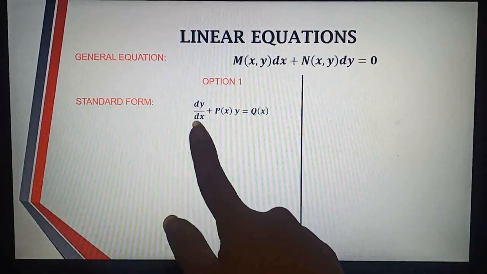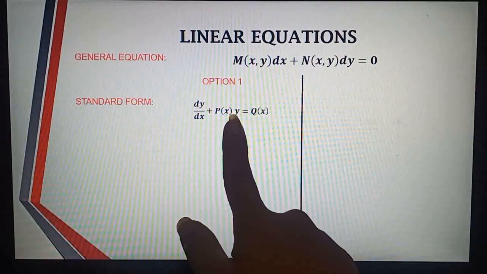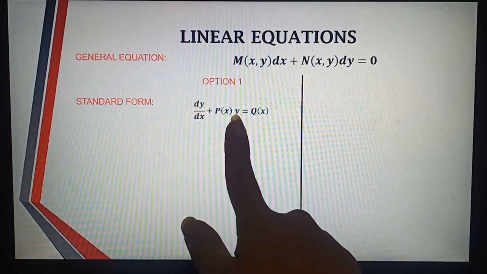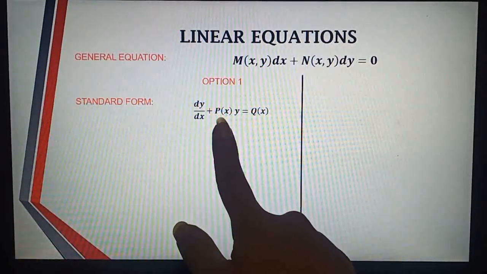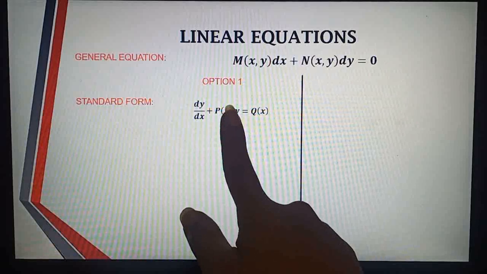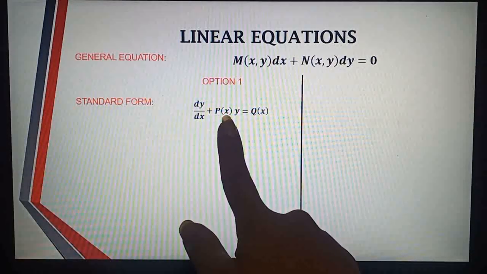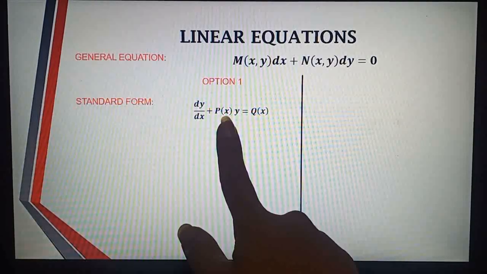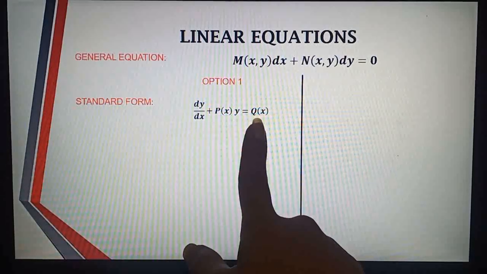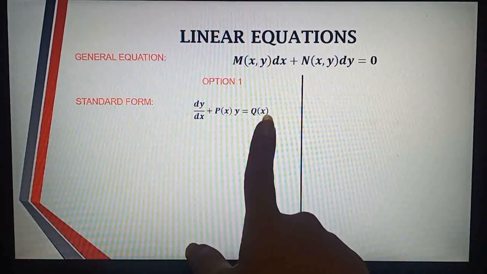Kapag in form of dy over dx, you must have a multiplier na y na naka-multiply kay P of x. Pag sinabi nating P of x, this is a function of x. Meaning to say, this is an equation wherein your only variable is x, as well as the Q of x. Ang variable lang dapat natin dito is only x.